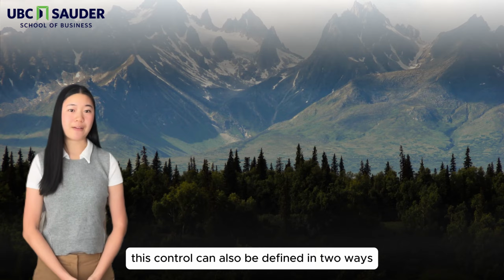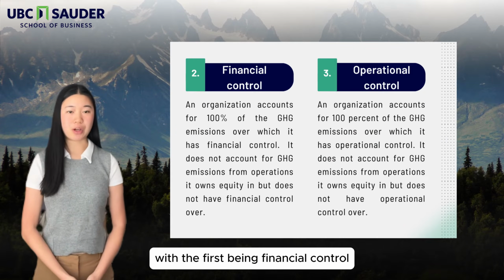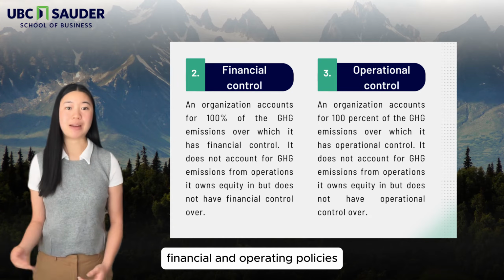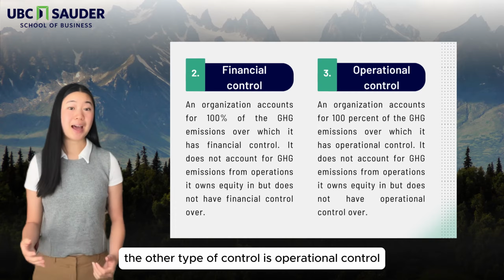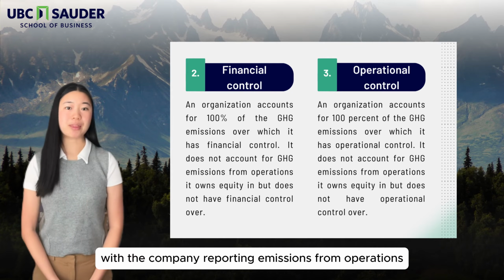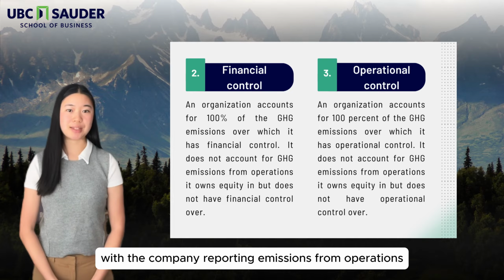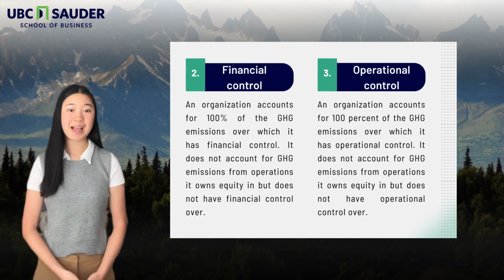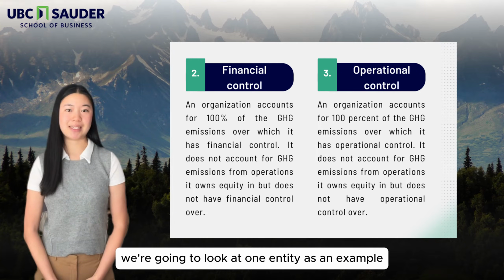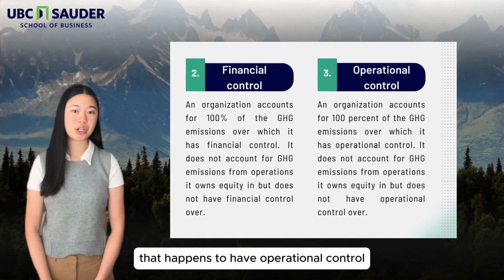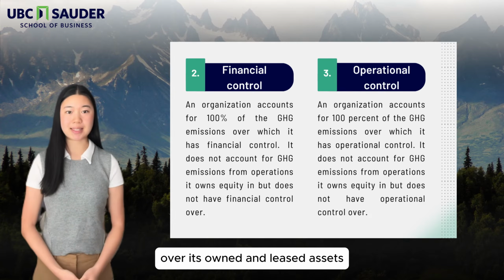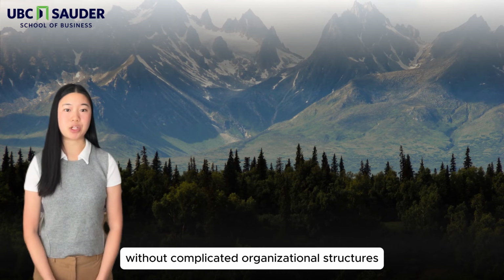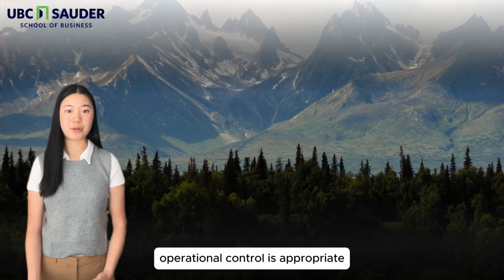This control can also be defined in two ways, with the first being financial control, where the company reports emissions from operations that it has the power to control financial and operating policies. The other type of control is operational control, with the company reporting emissions from operations where it has authority over operational policies and procedures. Later in the video, we're going to look at one entity as an example that happens to have operational control over its owned and leased assets like buildings and vehicles. For most businesses, without complicated organizational structures, operational control is appropriate.